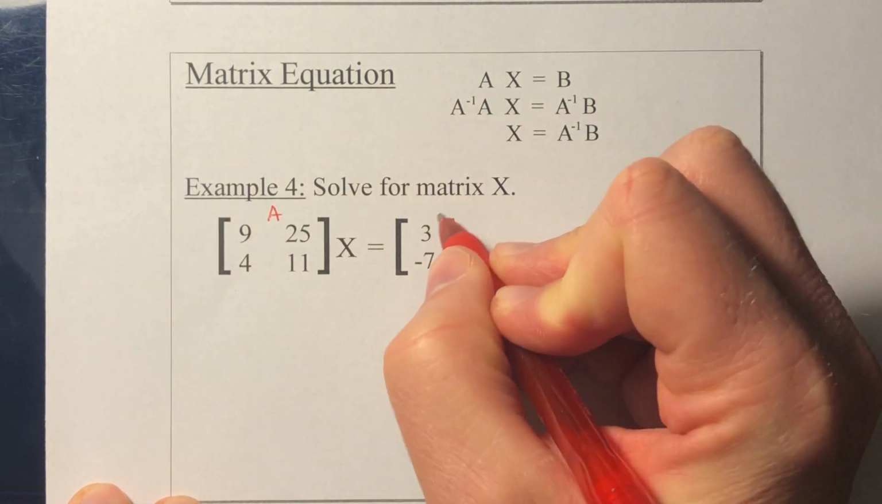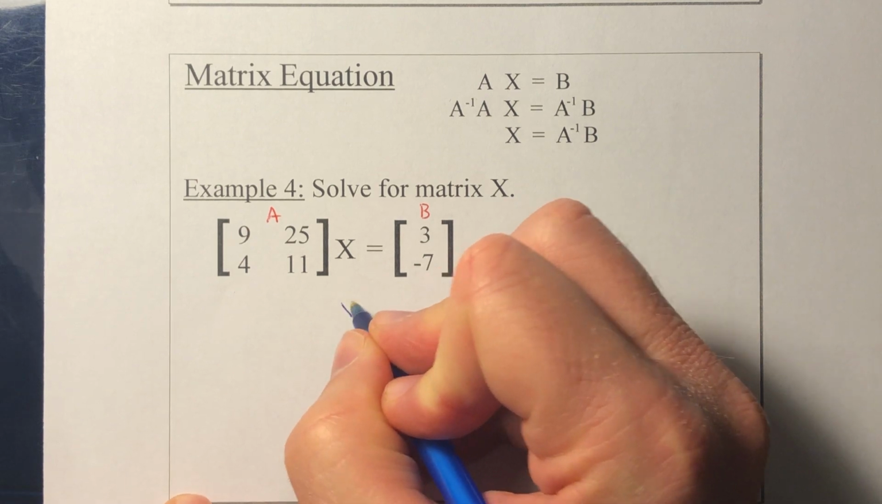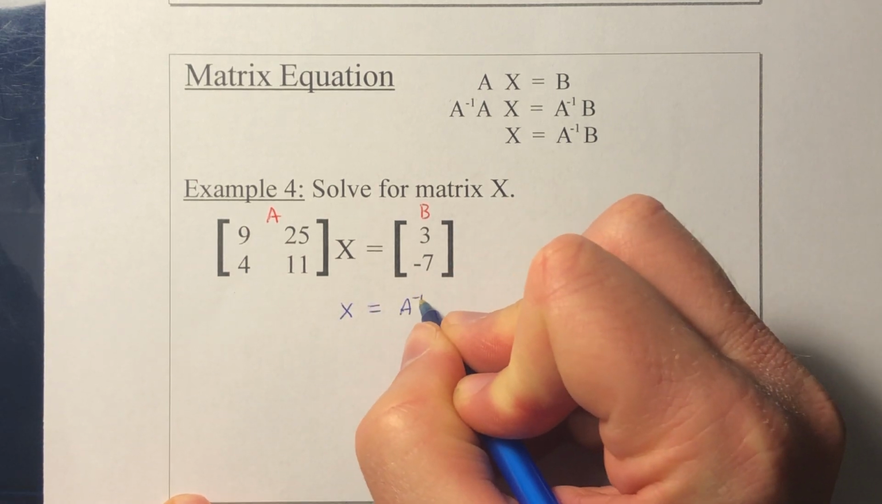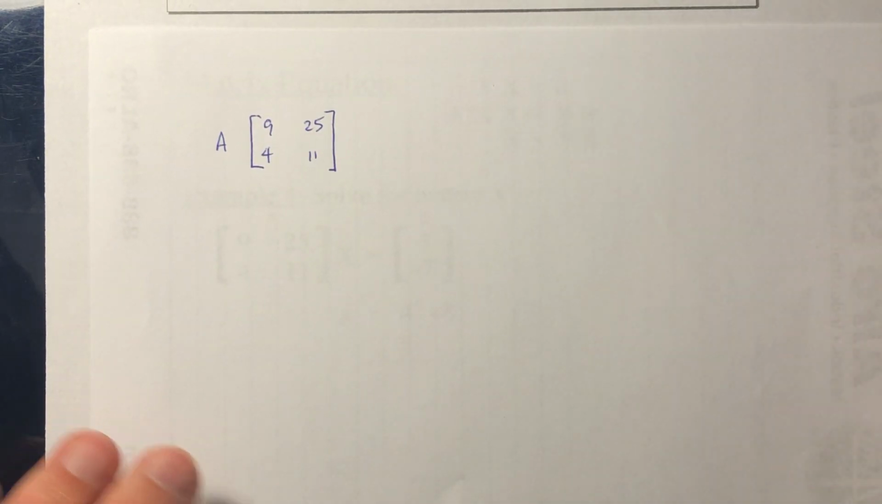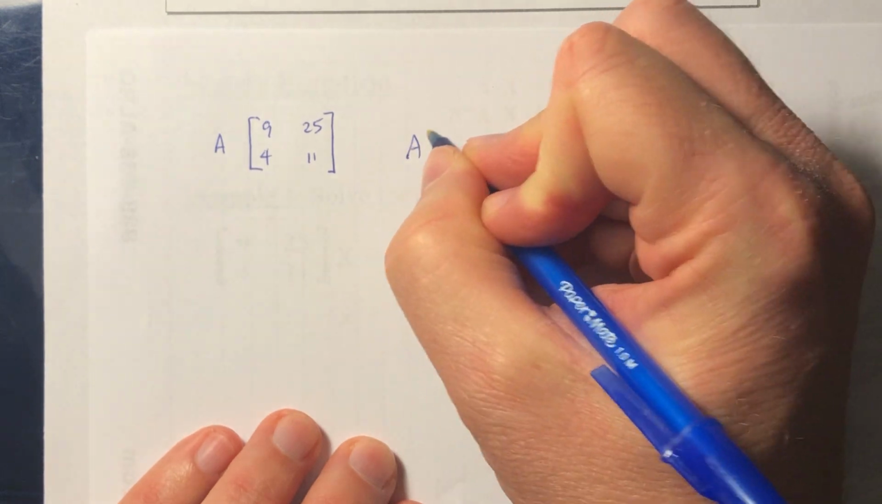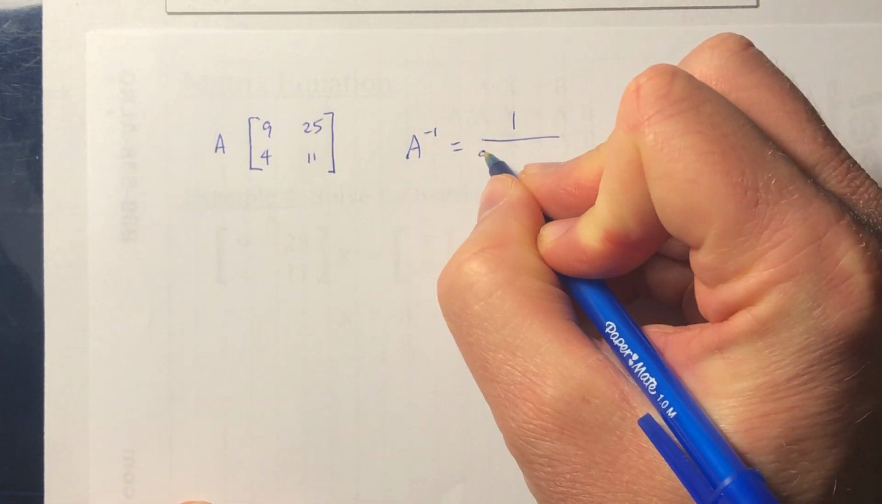So this example 4, there's your matrix A, there's your matrix B. So in order to get the X by itself, you have to take the inverse of A times B. Now I'm going to do the inverse of A kind of on the side. So here's matrix A. If we want the inverse, we're going to take 1 divided by the determinant.